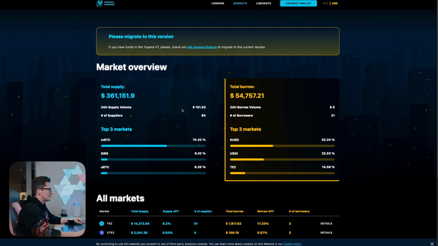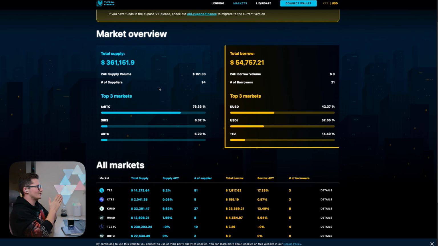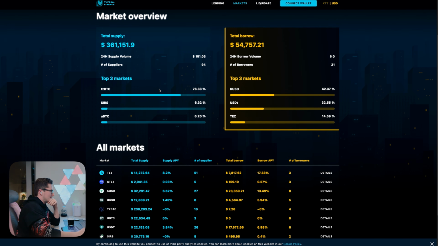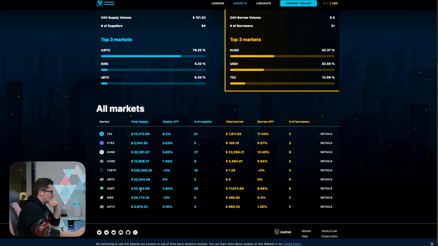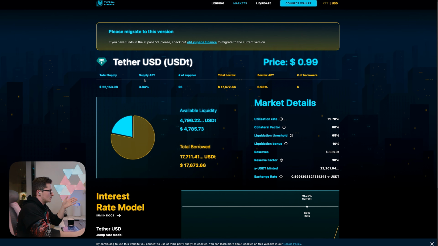And if we go to the markets, there is no money right now here, but the user interface and user experience are very, very good. So we will go to the markets. For example, we will go to the USDT market here. So what do we have here? Total supply, how much assets in total supply? Supply APY, so how much you're earning by supplying USDT.